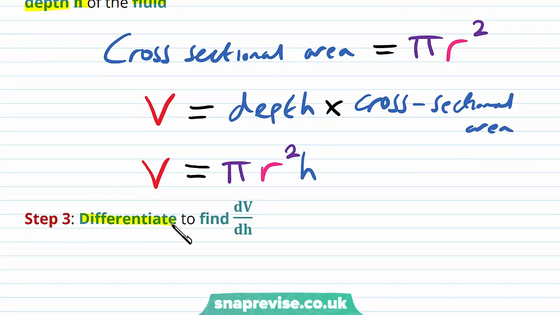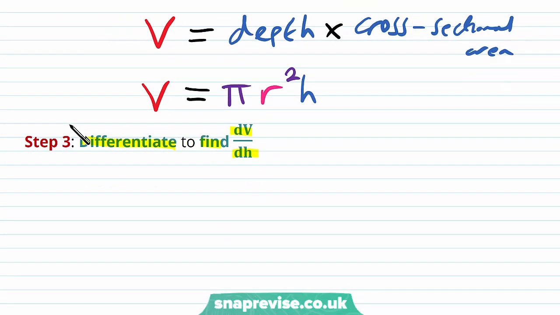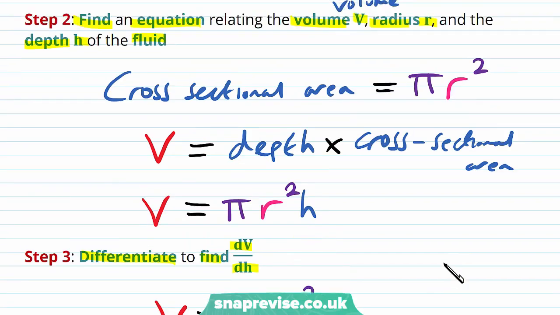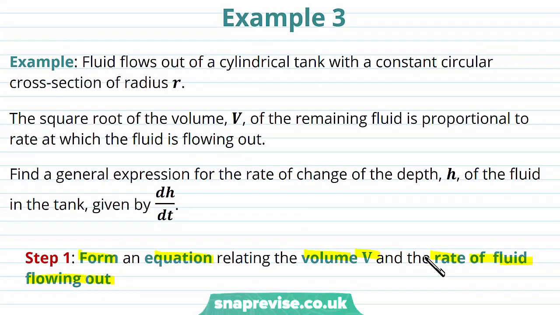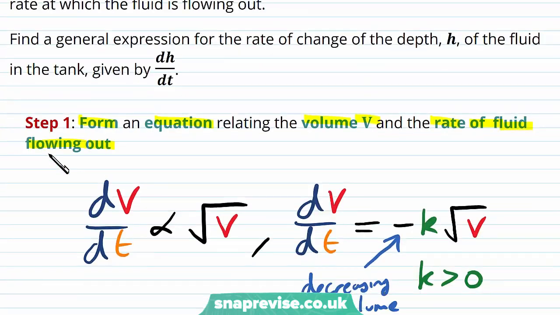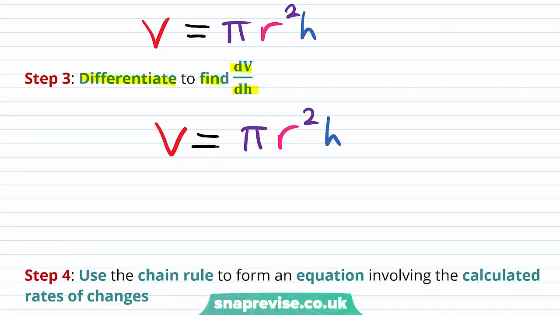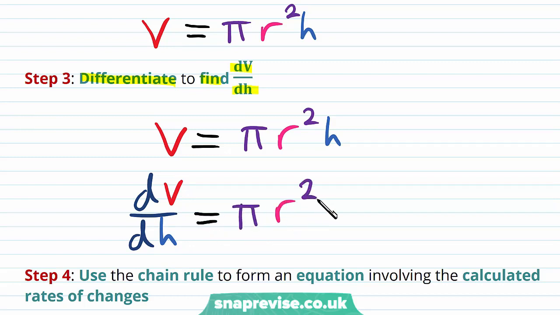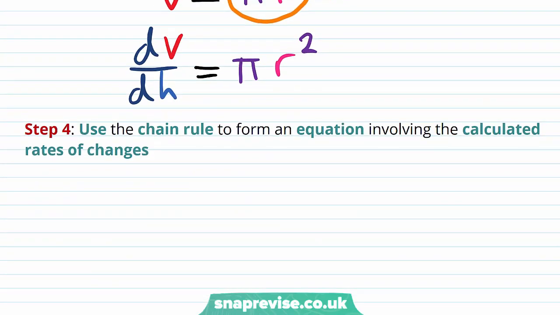Our third step is to differentiate to find dV by dh. We have that V is equal to pi r squared multiplied by h. Now, one thing to note is that in the question, we have been told that the radius r is constant, and therefore we should treat it as such, and so when we differentiate V with respect to h, we get dV by dh, and this is equal to simply pi r squared, since all of this pi r squared is just a constant.